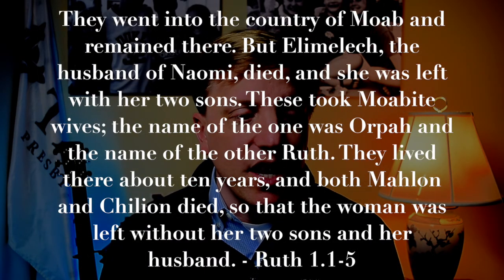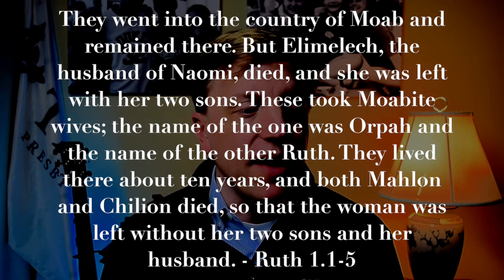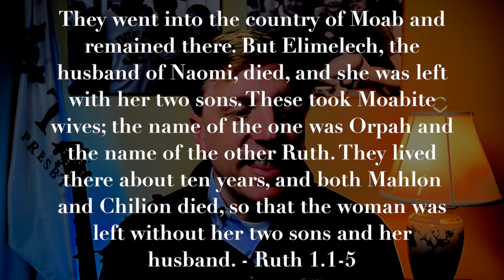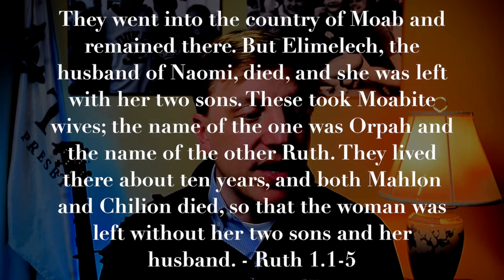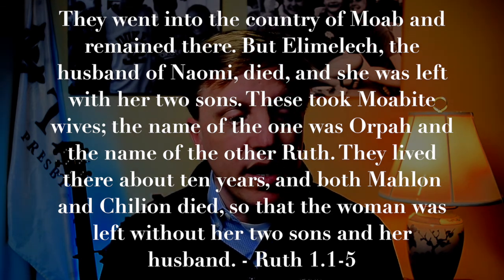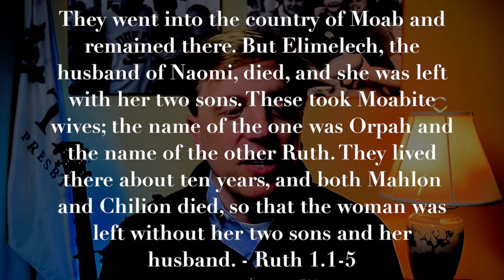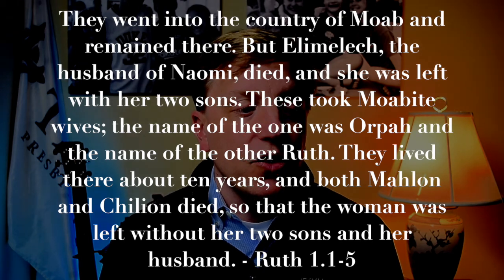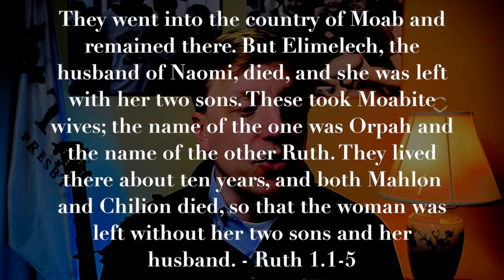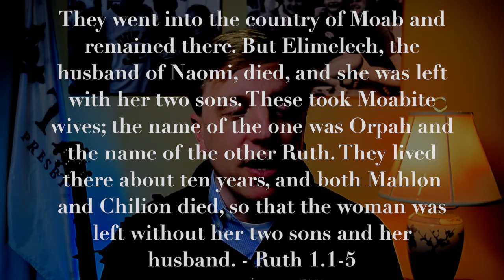But Elimelech, the husband of Naomi, died, and she was left with her 2 sons. These took Moabite wives. The name of the one was Orpah, and the name of the other, Ruth. They lived there about 10 years, and both Mahlon and Chilion died, so that the woman was left without her 2 sons and her husband." That's Ruth 1, 1 to 5.